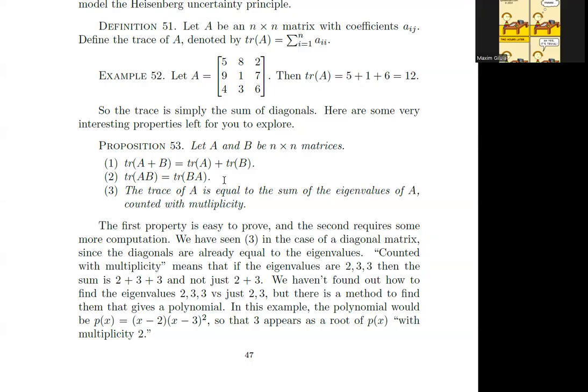And counted with multiplicity means that if the eigenvalues are 2, 3, and 3, like if you had a diagonal matrix with 2, 3, and 3, then the sum is 2 plus 3 plus 3, not just 2 plus 3. We haven't found out how to find the eigenvalues 2, 3, 3 versus just 2 and 3 with the methods we've learned, but there are methods to find them. And you usually get a polynomial. So for example, for the polynomial x minus 2 times x minus 3 squared, the eigenvalues are the zeros of this polynomial. So it has zeros at 2 and 3, but 3 has multiplicity 2. It appears as a root twice in some sense.